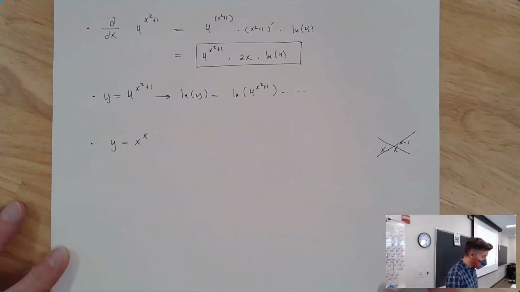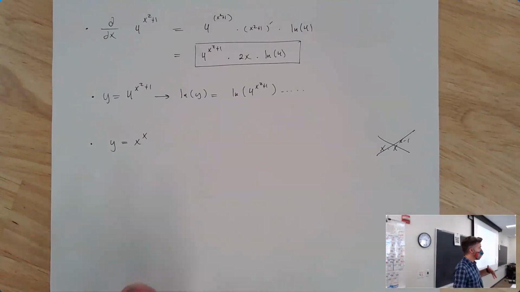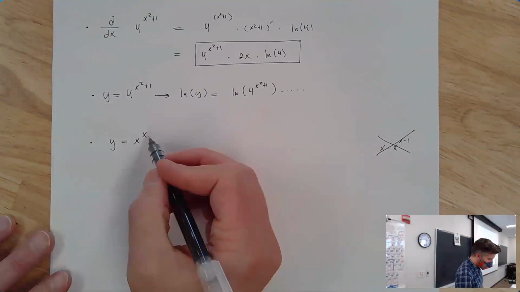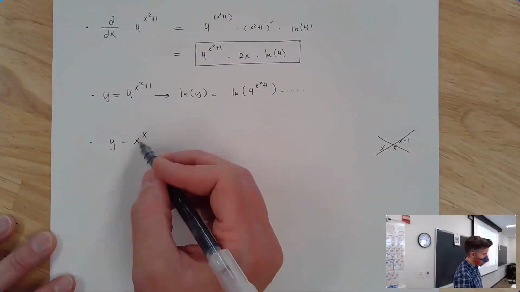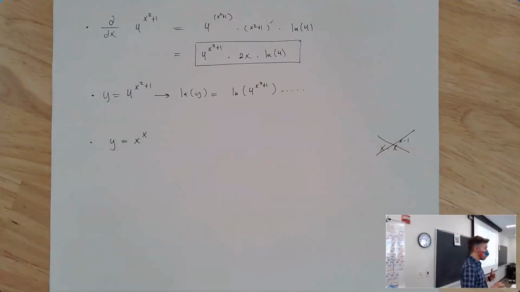So we're going to use the same process. Whenever I see a variable in the base and the exponent, specifically the exponent, this is when you should take the natural log of both sides, because you want to get that variable out of the exponent. And the natural logarithm, or really any logarithm, is the only tool we have that really lets us do that.